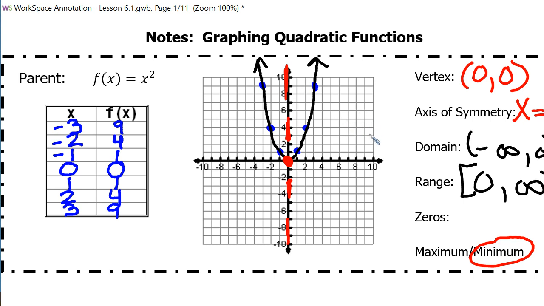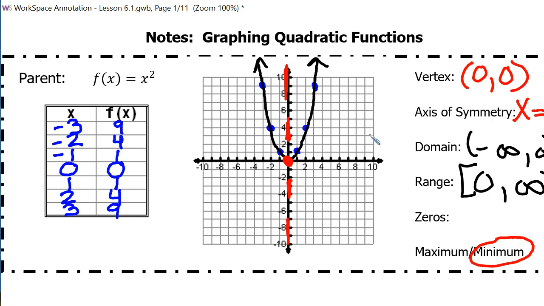I thought that's how it would be with the x-axis also. No, the range is always the y value. So you want the y value of the vertex. I thought the domain would be 0 to infinity too.